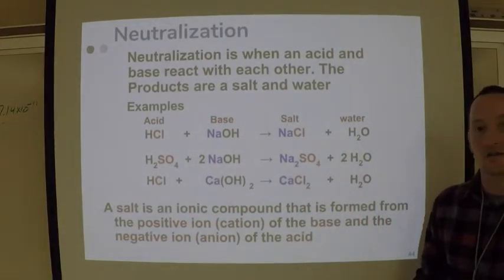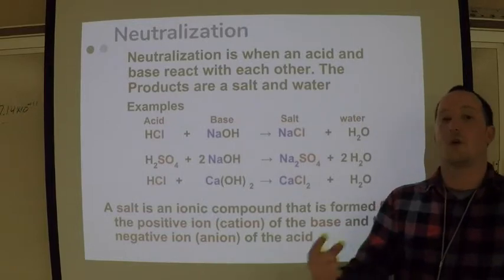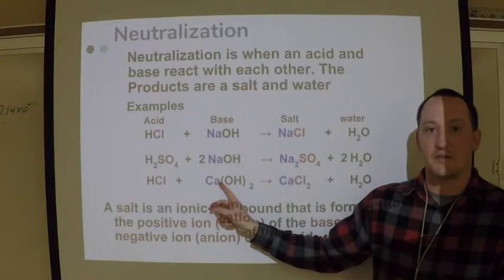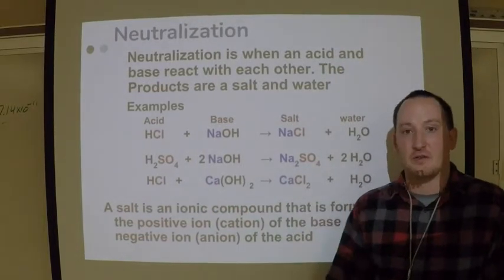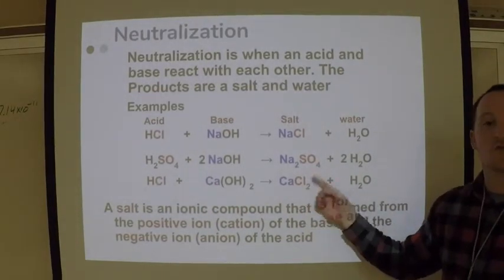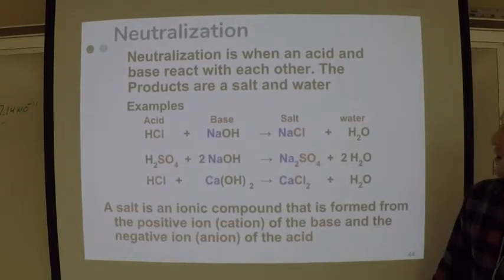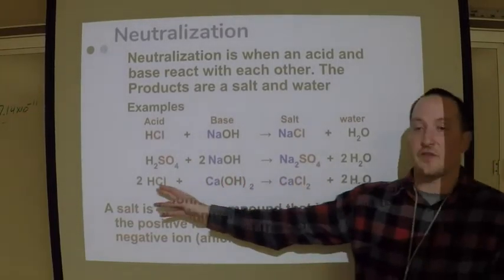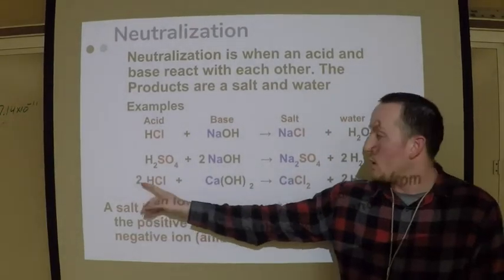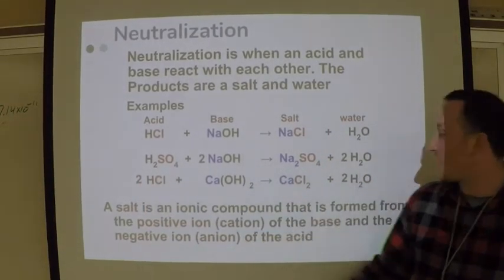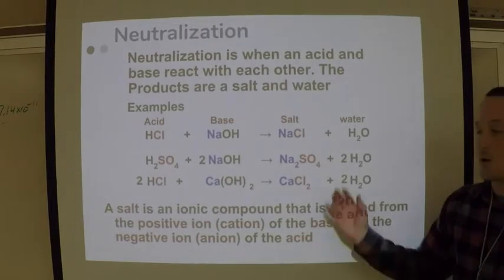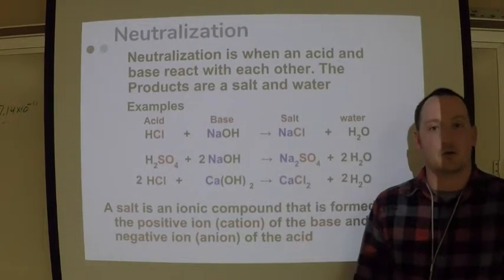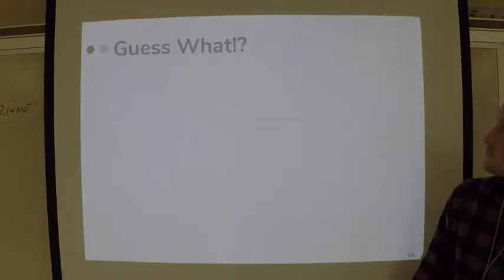How you predict the products is, one of them is always water, the other one is always the salt, and the salt comes from the cation of the base and the anion of the acid. That gives you your salt. Don't forget to crisscross your charges. All right? So then we can also balance that. Okay, so I would need a 2 in front of my HCl, and I'd also need a 2 in front of my H2O in order to balance my reaction. And again, I would ask you if I wanted you to balance that or not.